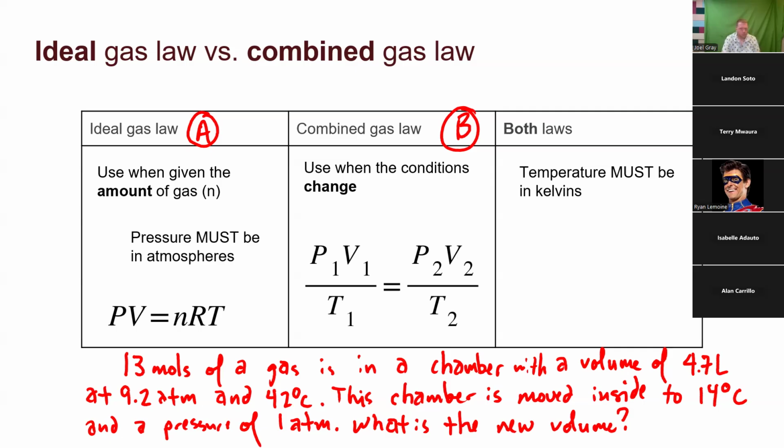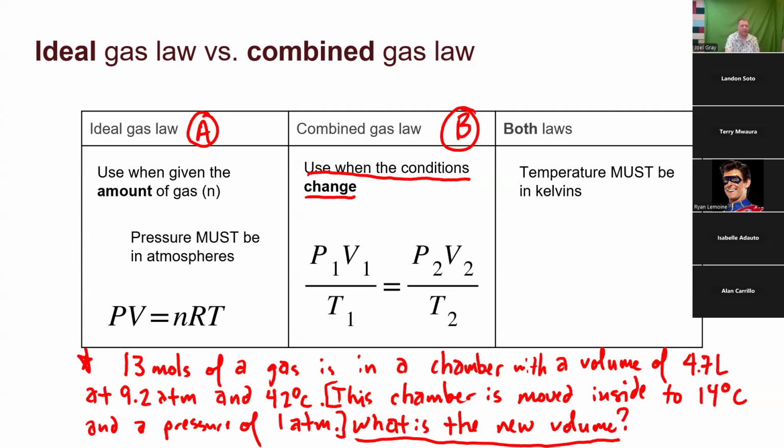Okay. Now, I think it's pretty reasonable to arrive at the ideal gas law. But let's look at the end of the question. What is the new volume? New. That sort of suggests, hey, there's been a change. And did this question give us a change? Yeah. This chamber is moved inside to 14 degrees Celsius and a pressure of 1 atmosphere. So what we have is a change of conditions. So for this prompt, we want to use the combined gas law. The reason is that the amount of our gas doesn't change. It's fixed. This doesn't ask us anything about an unknown variable.